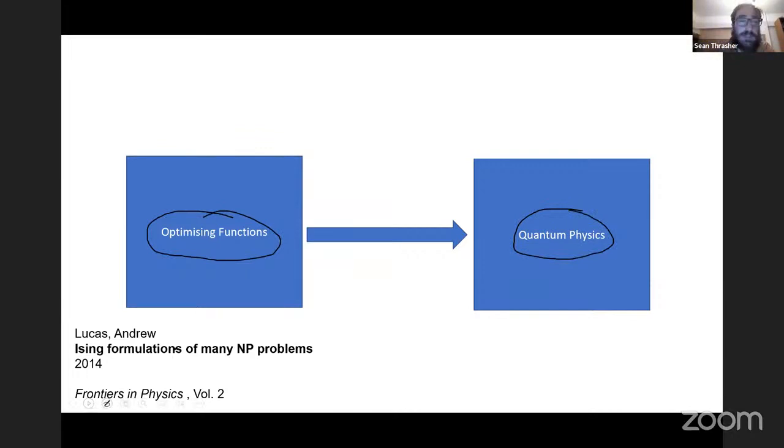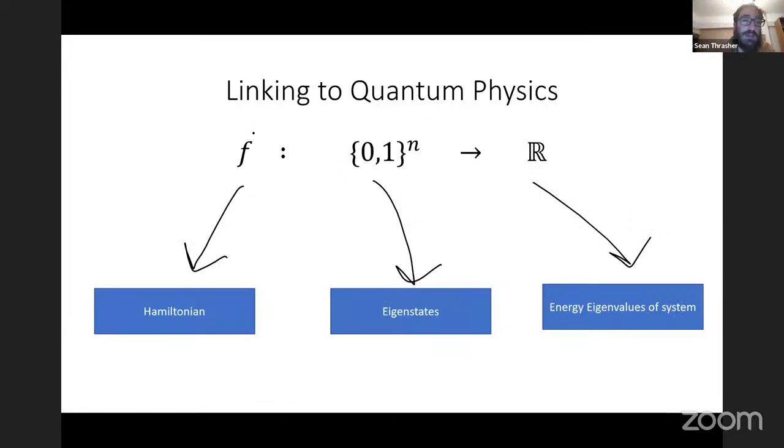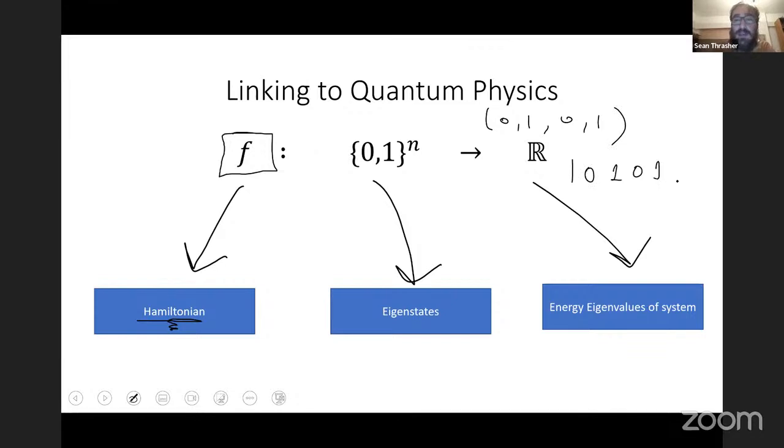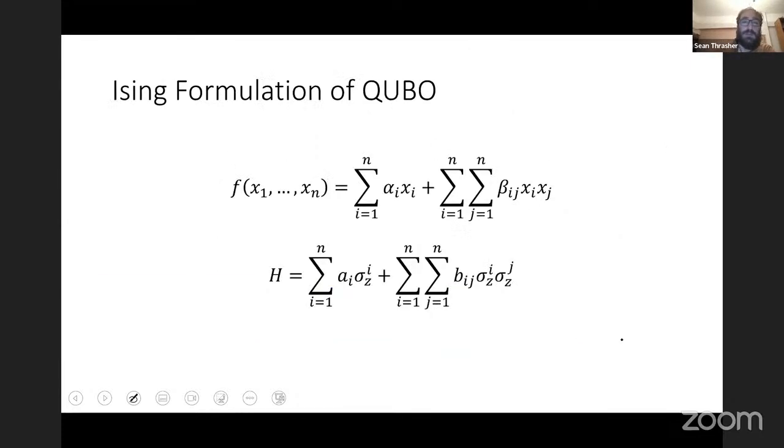Okay. And the trick is that you think of the function itself as a Hamiltonian, and you think of the inputs that you feed in, so 0, 1, 0, 1, something like that. Those will correspond to eigenstates of the Hamiltonian, so they will be written as qubits like this, and the output will be the energy eigenvalues of H.